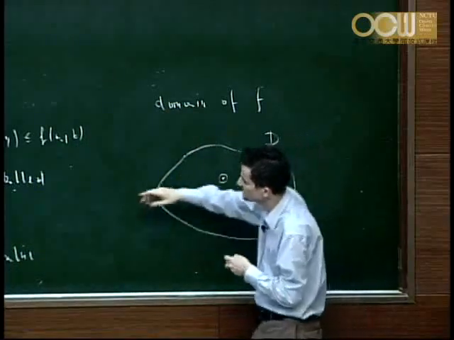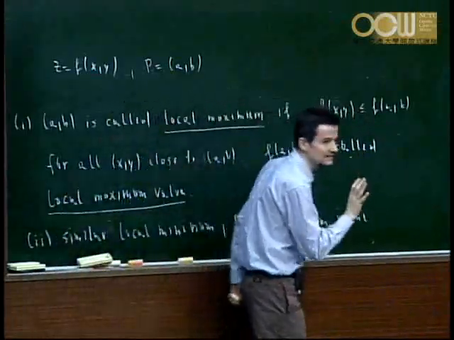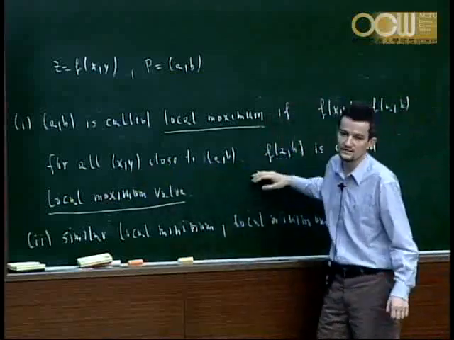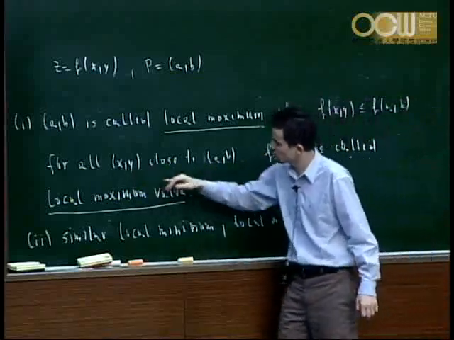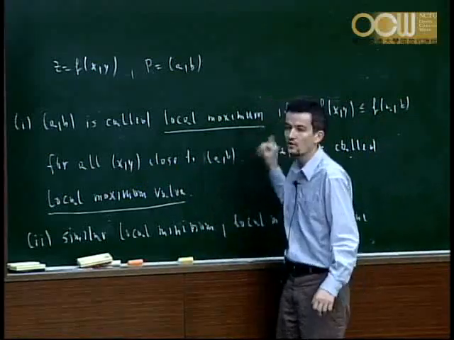Which means that this has to hold for all x, y close to a, b. This not very precise notation means that you can find a disk around a, b such that this holds for all x, y in the disk.